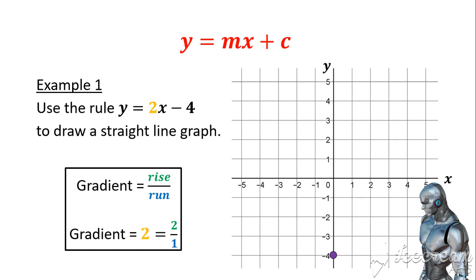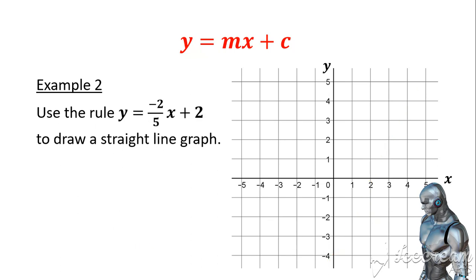Now that tells me from the y-intercept point at negative 4, we're going to rise up 2 squares and run across 1 square. We're going to rise up another 2 squares and run across 1. We're going to keep rising up 2 and across 1 as far as we can go. Now we can just draw in our straight line graph through these points. So that's what the graph of y equal to 2x subtract 4 would look like.